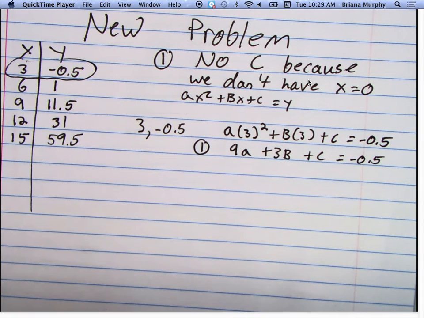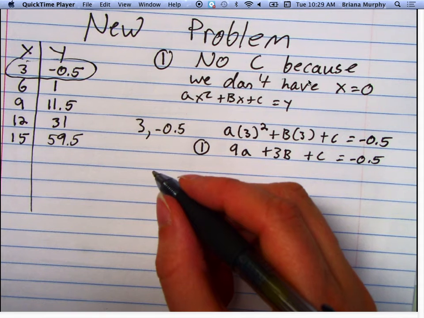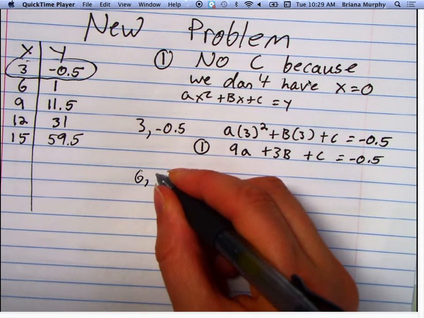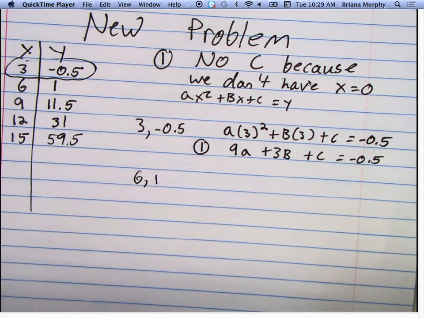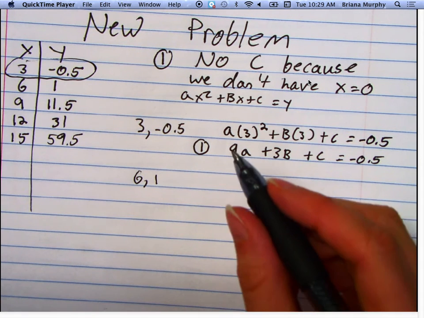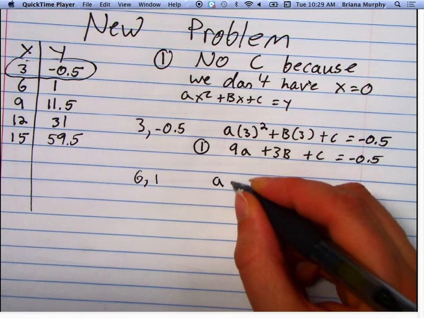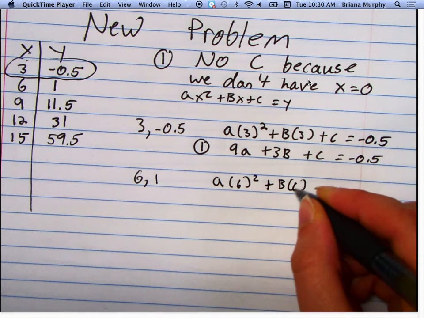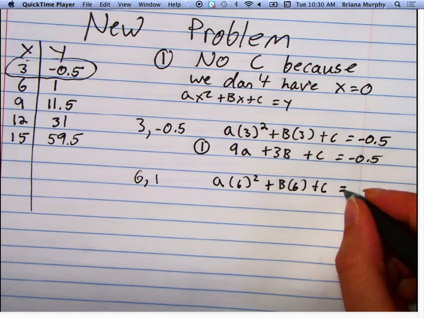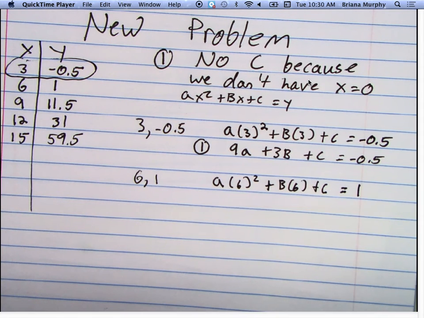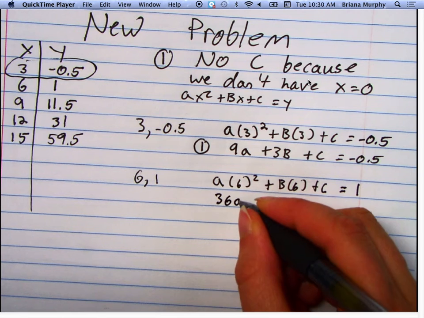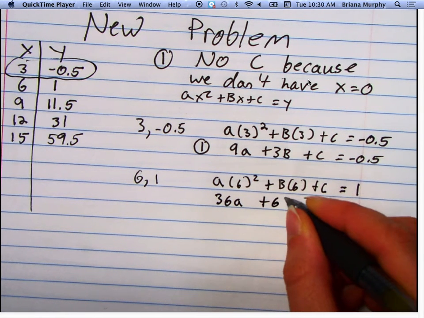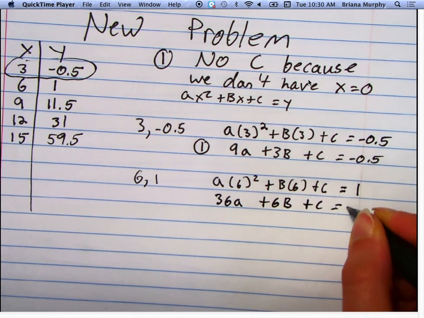All right, now I'm going to do it again, but with 6 and 1. No, but I need at least 3. So I'm going to do 2, solve it, and then do another. So I'm going to plug this in. A times 6 squared plus B times 6 plus C equals 1. So that's 36A plus 6B plus C equals 1. And this is my equation number 2.